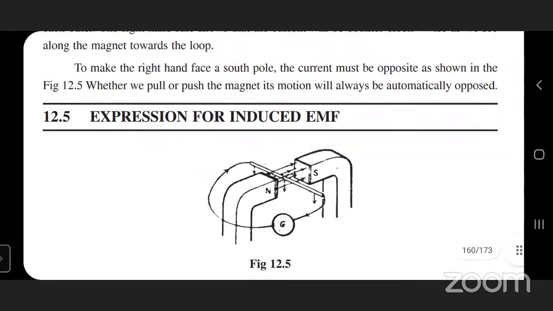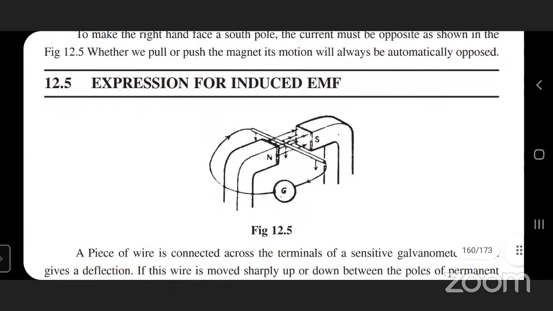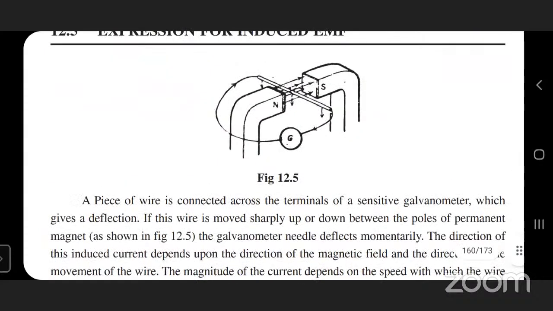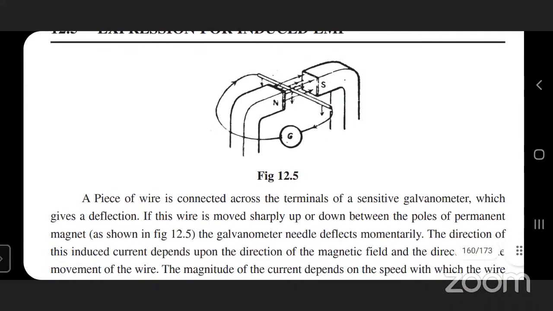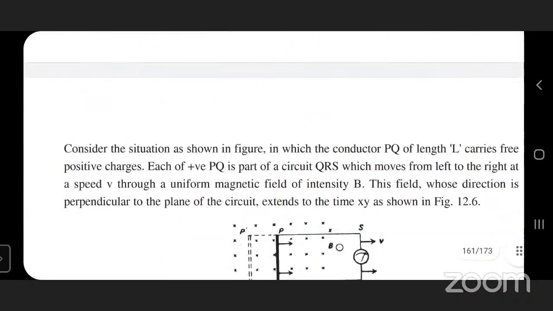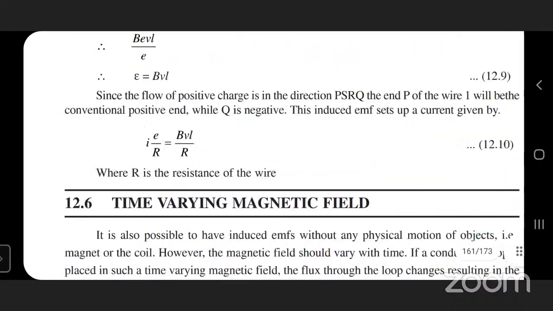Whether we push or pull the magnet, its motion is always automatically opposed. Next is the expression for the induced EMF. Here, a north and south permanent magnet are there, and a coil connected in series with a galvanometer. A current passes through it. If you move the magnet upward and downward, you have to observe how the deflection changes, and derive the equation for it.